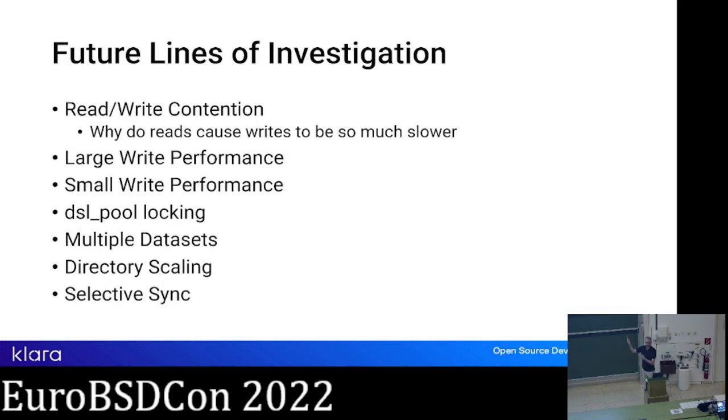And then our future investigation is mostly into write contention, right? We noticed as soon as we stopped doing a little bit of reads along with our writes, things got a lot faster. Why is that, and can we fix that? We also saw that if we focused on just really big writes, we spent a lot of time fighting with memory instead of actually getting work done. But with very small writes, we spend a lot of time with locking instead of getting work done.